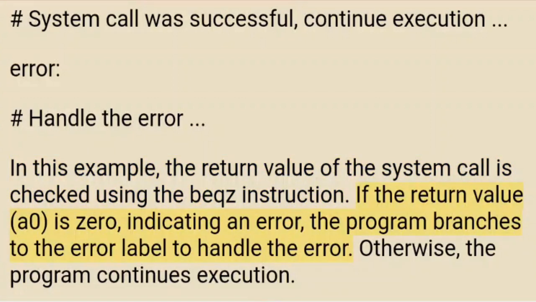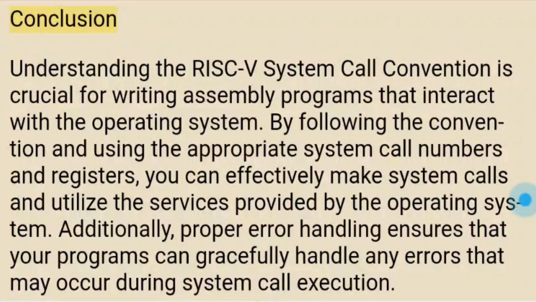If the return value, A0, is 0, indicating an error, the program branches to the error label to handle the error. Otherwise, the program continues execution. Conclusion. Understanding the RISC-V system call convention is crucial for writing assembly programs that interact with the operating system.